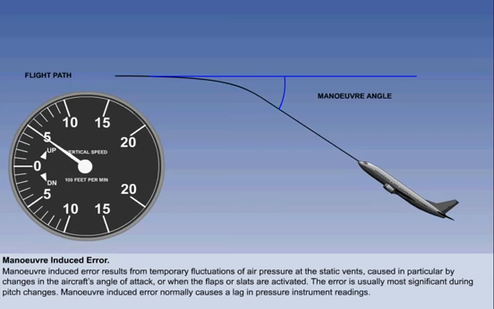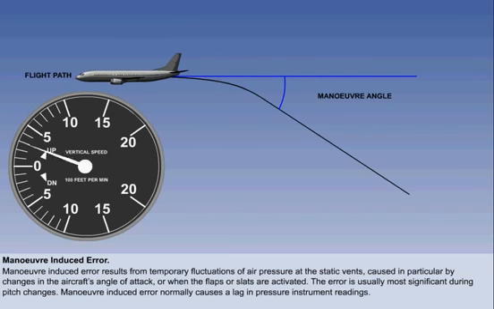Maneuver-induced error normally causes a lag in pressure instrument readings. The error is best illustrated by looking at a vertical speed indicator reading as the aircraft levels off in the example here. In level flight, the pointer on the vertical speed indicator will read 0, so keep an eye on the pointer. In our example, the aircraft is climbing at an indicated reading of 500 feet per minute on the VSI. Watch what happens to the reading when the aircraft levels off, and we can see that the VSI reading is not an accurate representation of the aircraft's actual flight path.